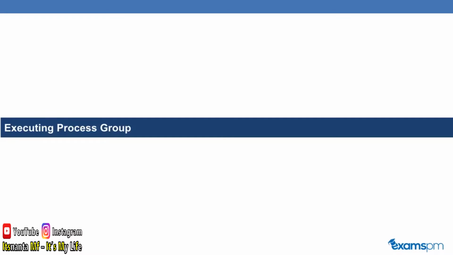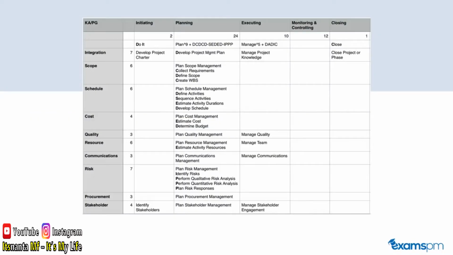Now let's move on to the executing process group. The way that we can memorize all of the processes in the executing process group is using the formula manage to the power of 5 plus DADIC. Like its name suggests, we have 5 processes that begin with the word manage, which are manage project knowledge in integration, manage quality, manage team, manage communications, and manage stakeholder engagement.